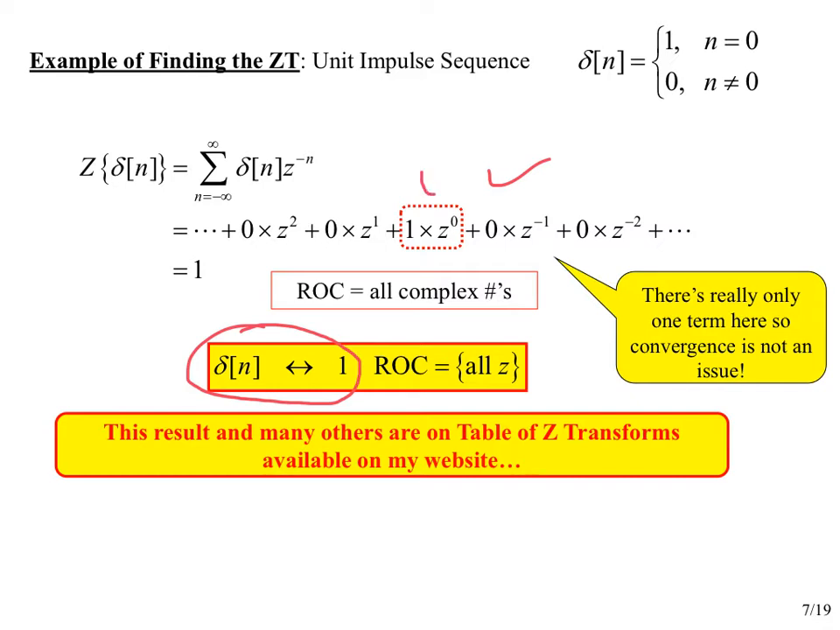There's only one term that's non-zero. So there's no convergence issue here at all. There is no value of z for which this does not converge. So the region of convergence for this result is all of z. Everywhere on the z plane, this result holds.